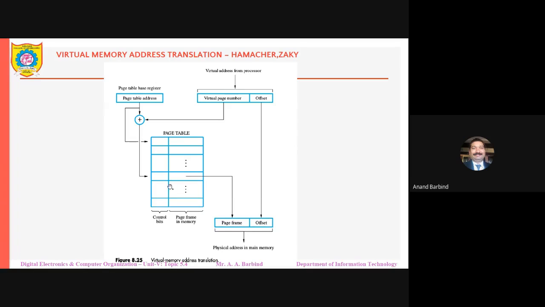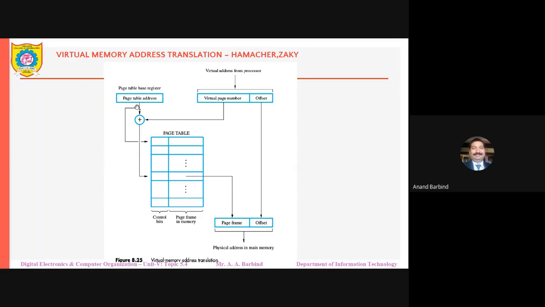Now where is this particular page table? The page table again is there in the memory. The location of the page table in the memory is specified by a register which is there in the CPU, in the processor, and that register is called the page table base register. So it contains the address of the page table.